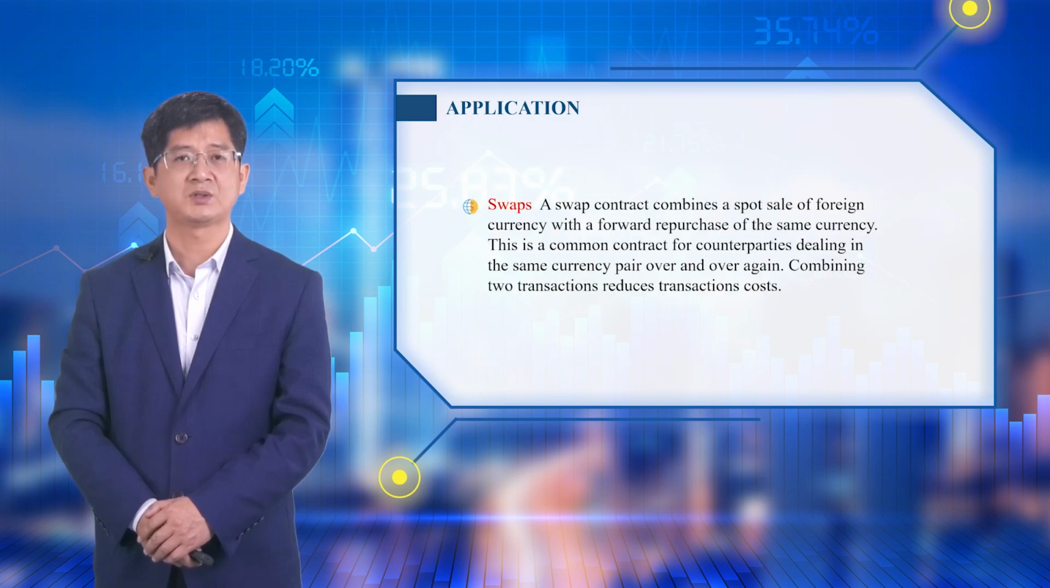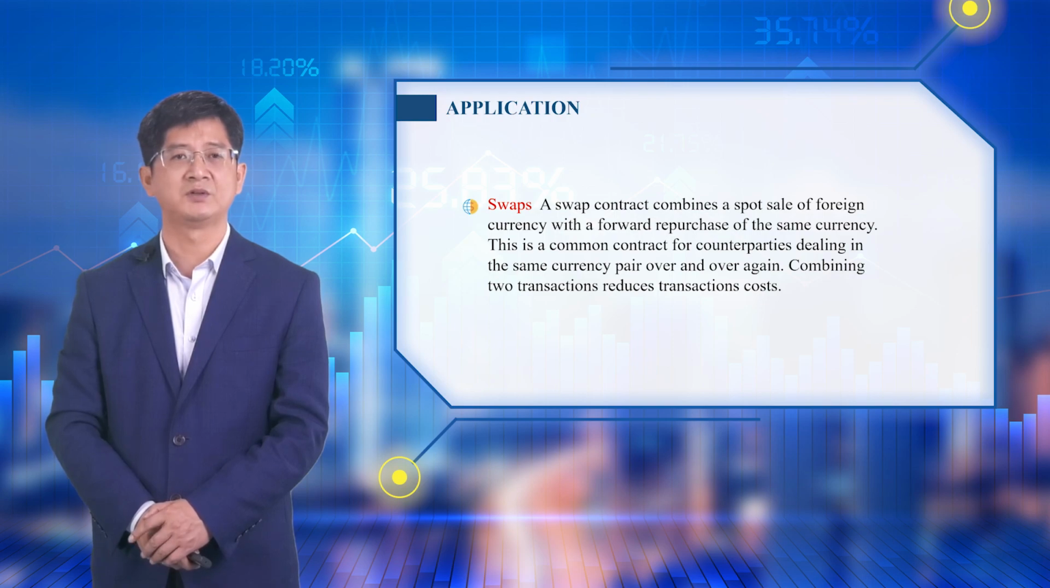Swaps. A swap contract combines a spot sale of foreign currency with a forward repurchase of the same currency. This is a common contract for counterparties dealing in the same currency over and over again. Combining two transactions reduces transaction cost.